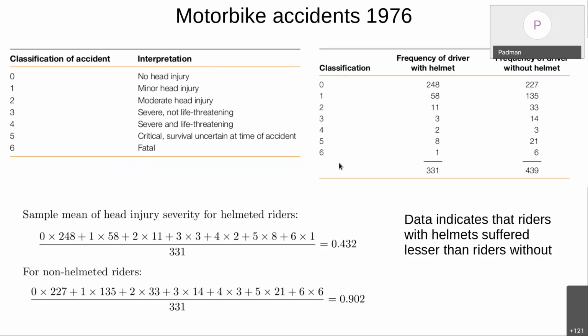Actually, this can be related to what I was asking you. This is in some sense giving you the expected value. So what is the expected suffering from this data? The expected suffering without a helmet is 0.9, and the expected suffering with the helmet is 0.4. Okay, so this is the idea of the expectation. The expectation is giving you the expected value. For example, in some population sample, if you randomly choose some value, the value that you're going to get is the expected value.